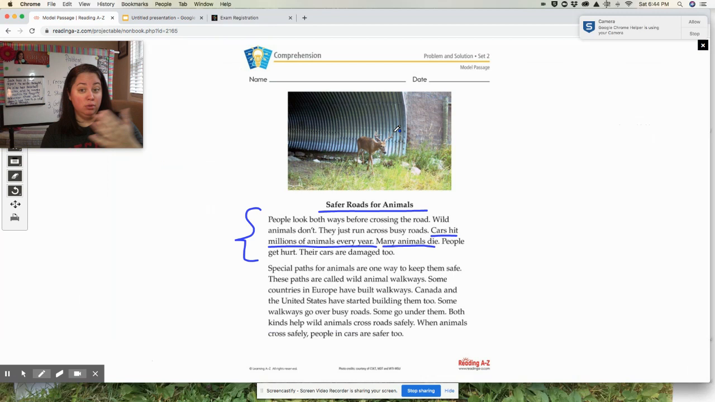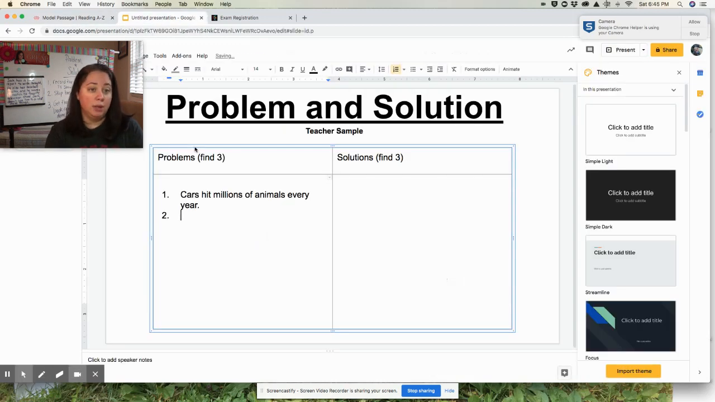You all live in Mount Olive and you drive with your parents up and down those busy roads. And there's a lot of times those deer just jump right out in front of the cars, or you see them along the side of the roads. And another issue here is people get hurt and their cars get damaged too. So let's go back. We know the number one problem is cars hit millions of animals every year. We know the animals unfortunately die. Another problem is people get hurt and their cars get damaged.